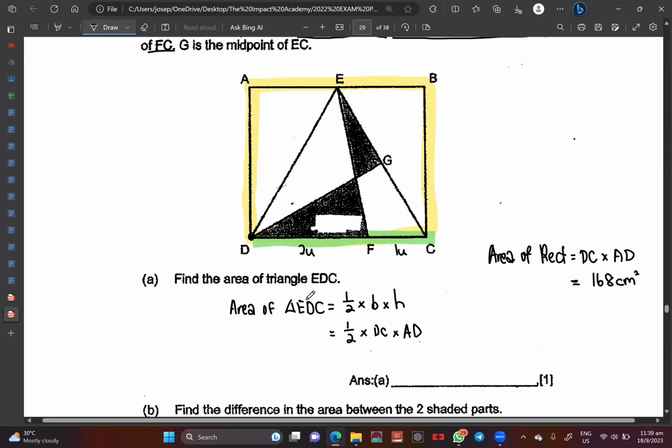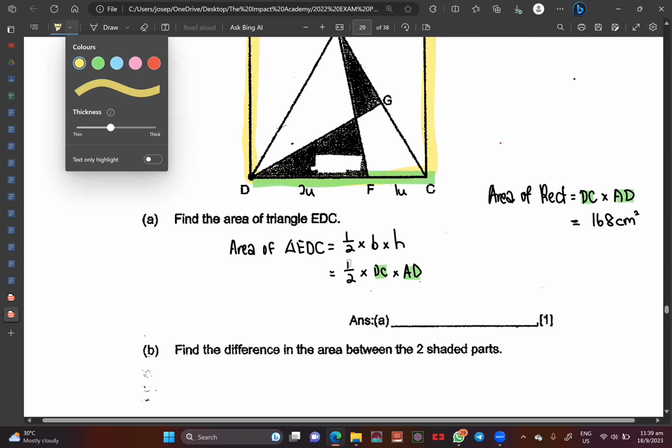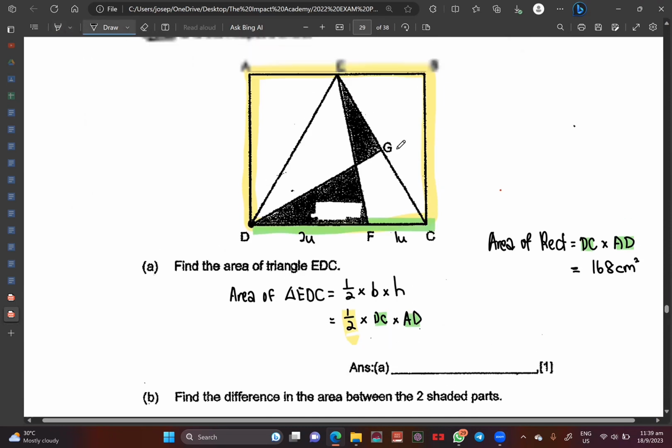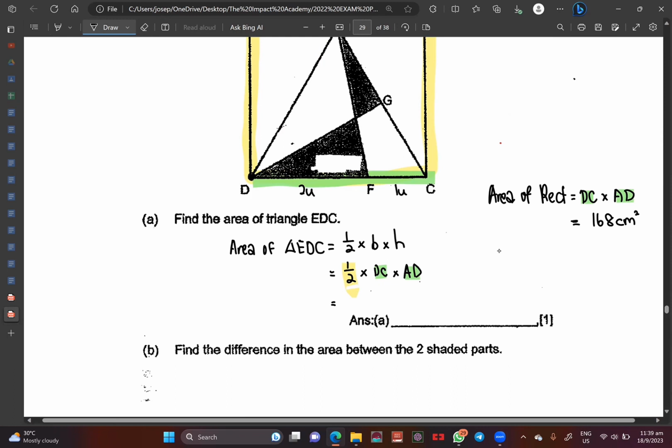And when I look at the area of triangle, I realize that the base and the height is the same as the area of rectangle's length and the breadth. So the only difference in this situation is really just half. It means to say that the area of triangle is half that of the rectangle. So in order for me to find the answer for this, I will just simply have to do 168 divided by 2, and that will give me 84 centimeters square. Okay, so this is my answer for part A.